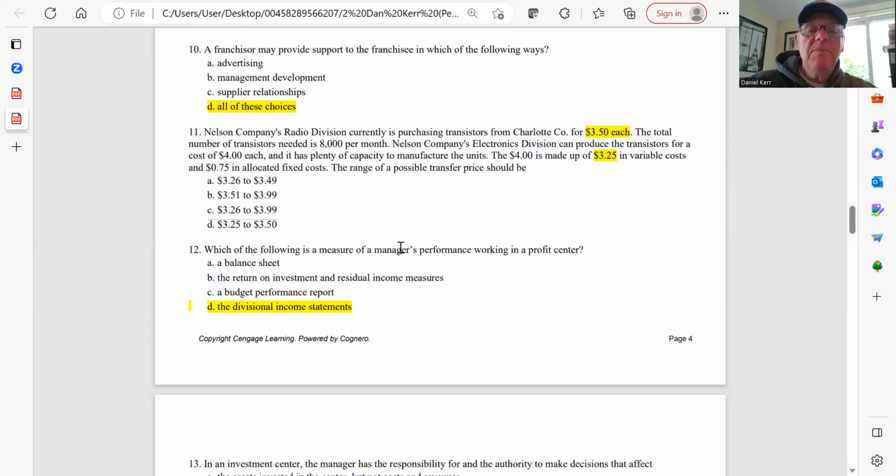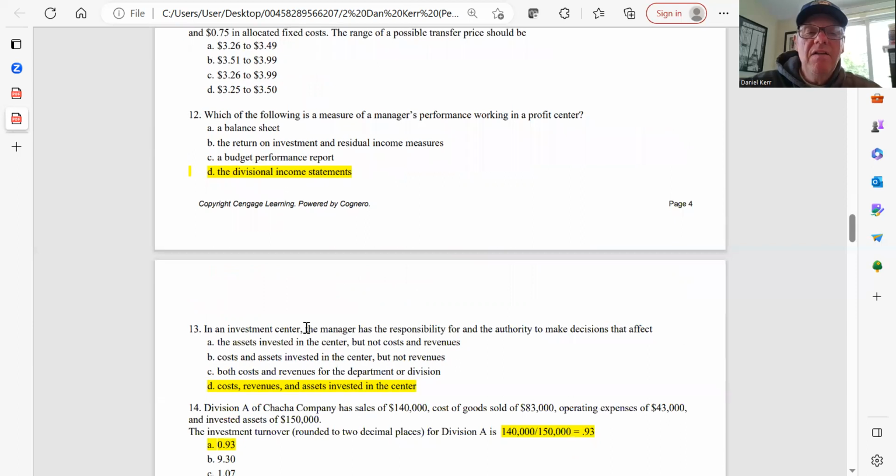Okay. Which of the following is a measure of the manager's performance working in a profit center? So remember, we have cost centers, we have profit centers, and we have investment centers. A profit center is when you hold the manager responsible for profits. So you don't just hold them responsible for costs. So at D, a divisional income statement would be the measure of his or her performance at the profit center. Now, in an investment center, however, you're responsible for costs, revenues, and the actual investment, the amount invested. Remember, this is where the rate of return comes in. So if it's an investment center, the manager is responsible for D, costs, revenues, and assets invested in the center.